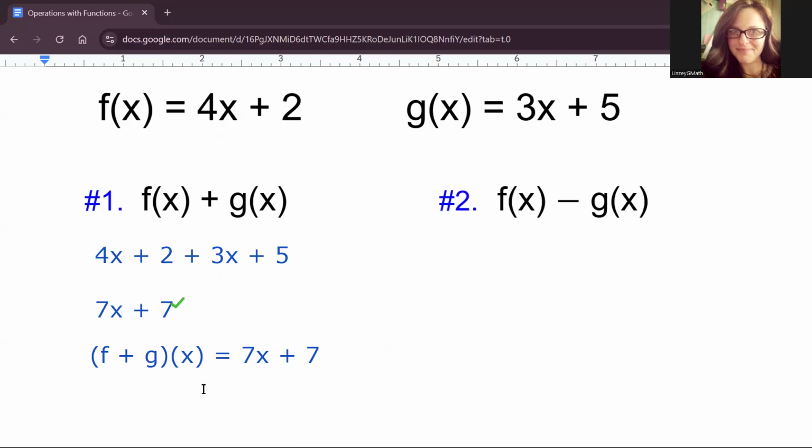And there are no domain restrictions for number 1. We have two linear functions. We are not dividing by 0, and we're not taking the square root of any negative numbers.